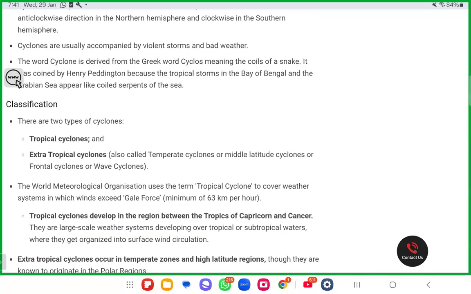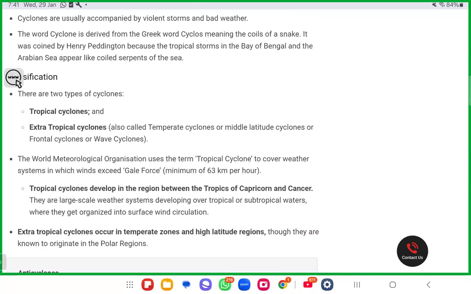Classification: there are two types of cyclones, the tropical cyclones and the extra tropical cyclones, also called temperate cyclones, mid-latitude cyclones, frontal cyclones or wave cyclones. I will explain what extra tropical cyclones are. It is another name for cyclones, except it occurs in different latitudes.